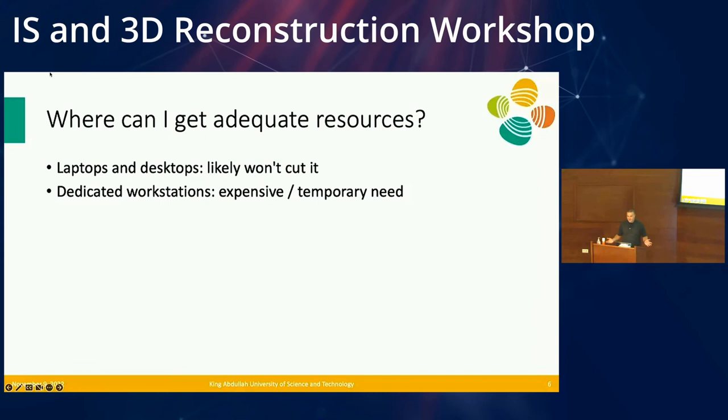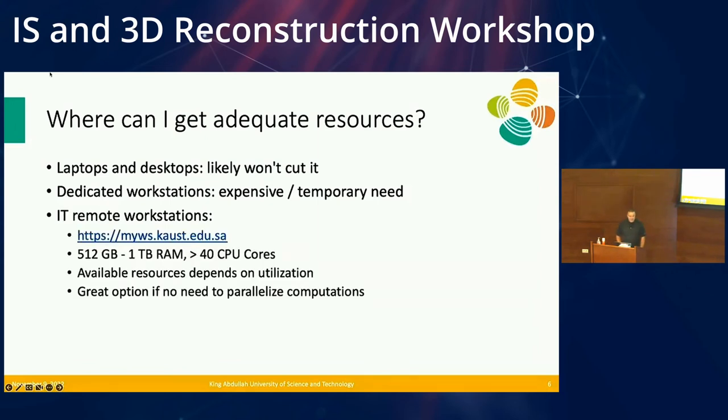You can buy a dedicated workstation. That might be great, but these are expensive and probably a temporary need. We can use the IT remote workstations. These are great in that you have a lot of memory, a decent number of CPU cores, and they're available right now. You can just log into them through the web. These are a really good option if you don't need to parallelize your computations, so if you're working on a medium-sized data set. But what is our other option?